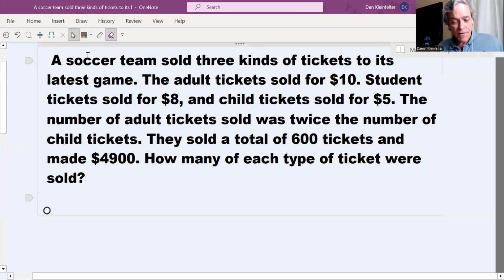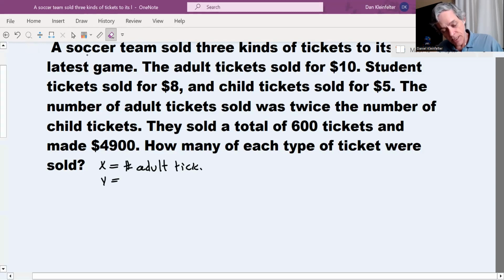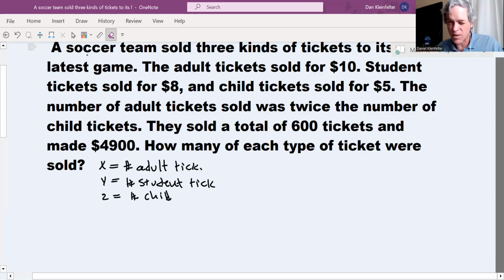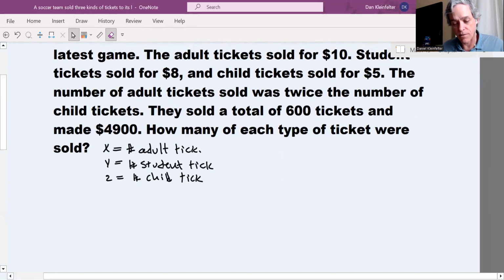So what I would do is start by picking out variables. We're going to let X be the number of adult tickets. Y will be the number of student tickets. And then Z will be the child tickets. Normally, I like to use variables that kind of match what we're talking about, but we're so used to using X's and Y's and Z's in this context, I think it'll be simpler than if we start using A's, S's, and C's, which would be kind of unpleasant. All right, so X is adults, Y students, and Z's child.